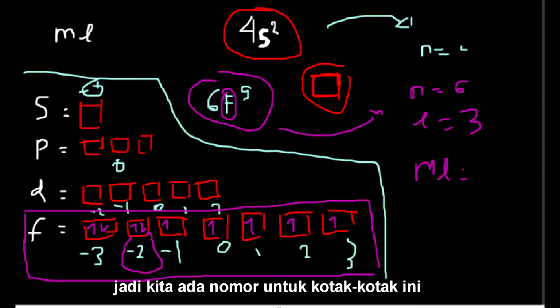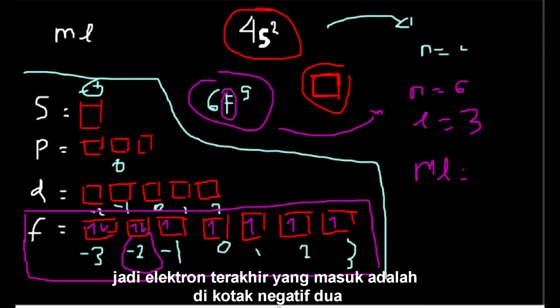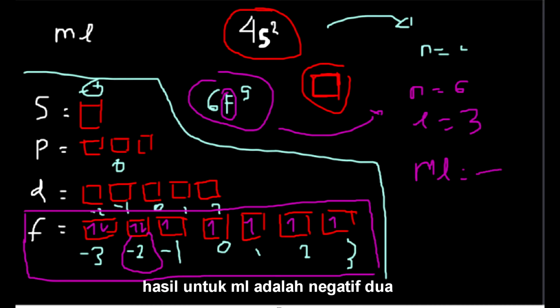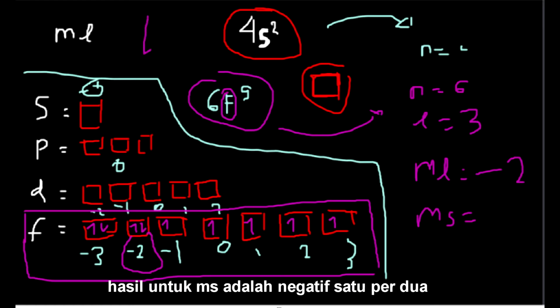So we have the number of boxes here, right? -3, -2, -1, 0, 1, 2, 3. So the last electron we just counted was in -2. So ML would be -2, and MS is actually the electron spin which is pointing down, and when it's pointing down it's -1.5. So the answer is -1.5.